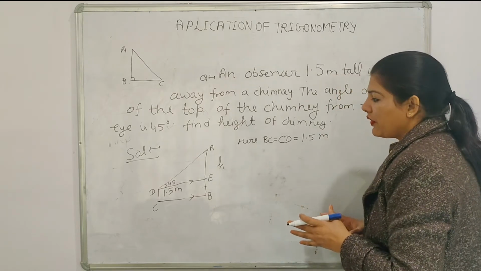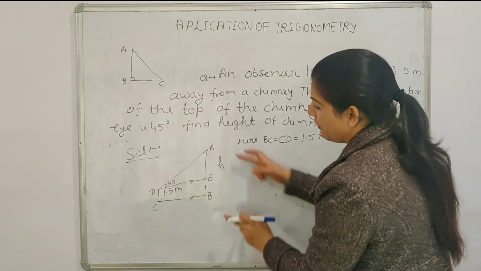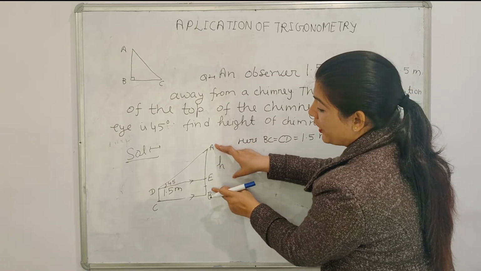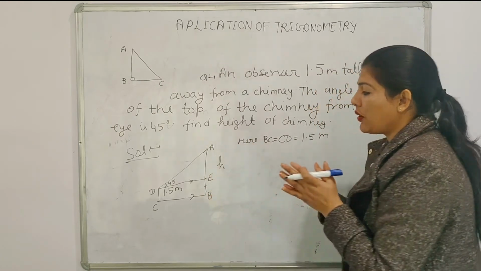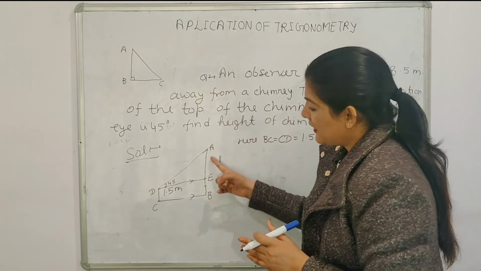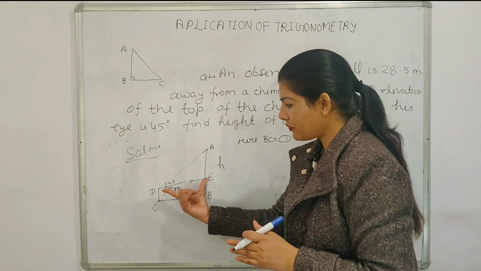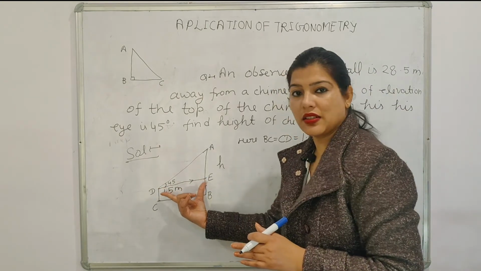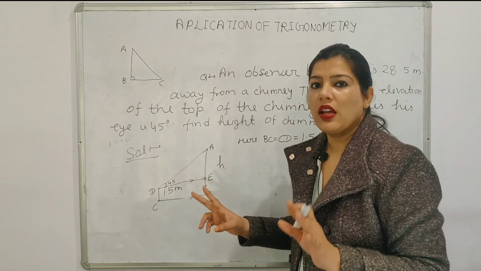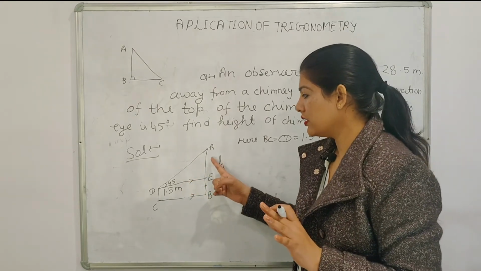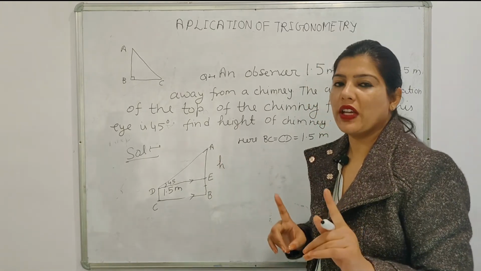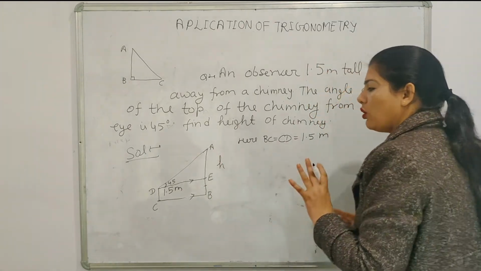So we have to find this H. If you find AE, then add 1.5 to it, and that's how you can find the height of the chimney. But to find this you have to find ED first, because we don't have the perpendicular, base and height. Any one of the perpendicular, base or height and one angle should be given. That's how we can find all three sides.